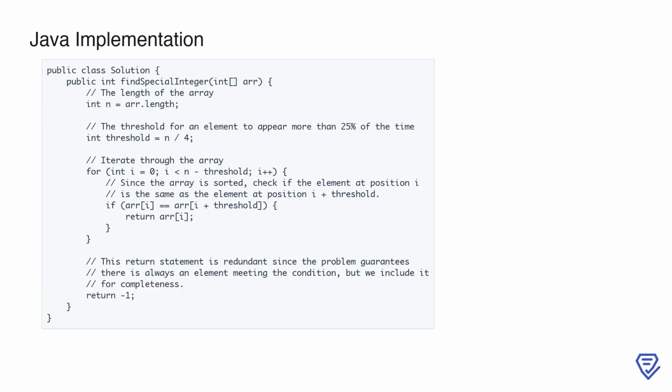This is the Java implementation of LeetCode problem number 1287, element appearing more than 25% in sorted array. The solution leverages the fact that the array is sorted, iterating to check if any element matches the one located at an index offset by the threshold. If such an element is found, it is returned immediately. Key differences from Python include explicit type declarations and syntax adjustments for loops and conditions. The logic remains identical to the Python implementation.